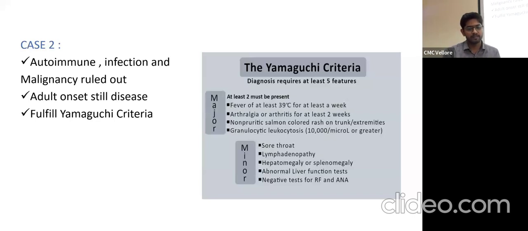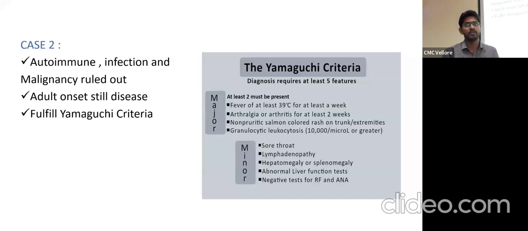The criteria for adult onset Still's disease is the Yamaguchi criteria. At least two of the major criteria should be present. A fever of at least 39 degrees Celsius for at least a week. Our patient had a fever history for around 2 months, and arthralgia or arthritis for at least 2 weeks. He had right knee joint pain, and a non-pruritic salmon-colored rash on the trunk or extremities. He had a history of rash for 2 weeks, and granulocytic leukocytosis.